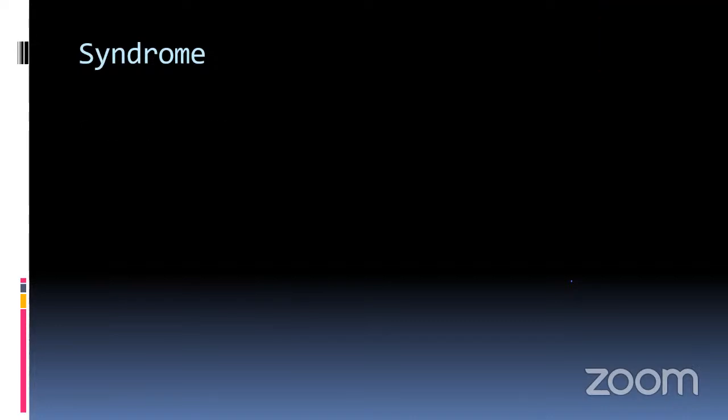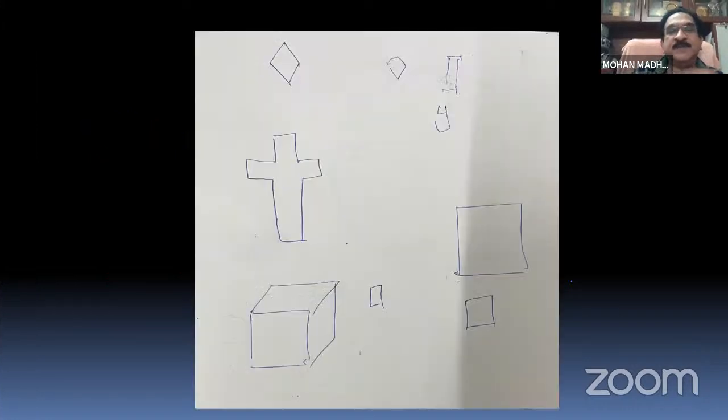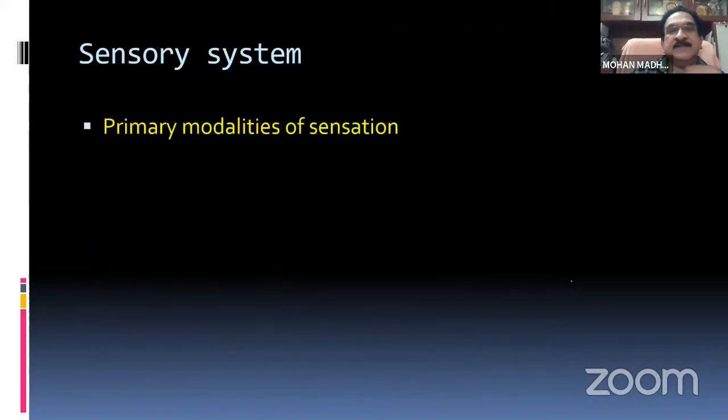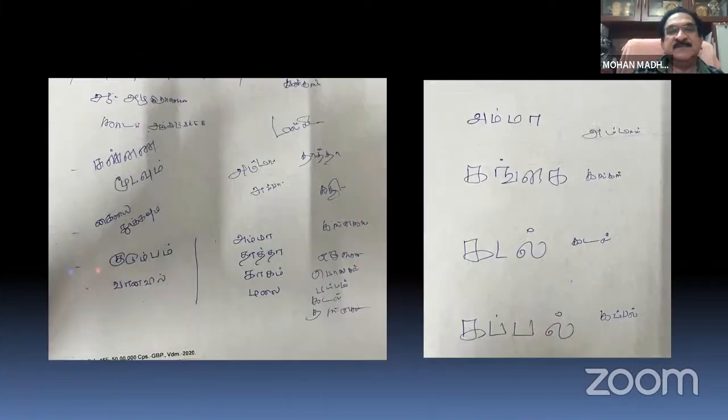Why the writing is impaired? Is writing impaired in this case? No, writing is normal. That I'll show you once again. Surprised, no? His writing is perfectly normal. Good writing.